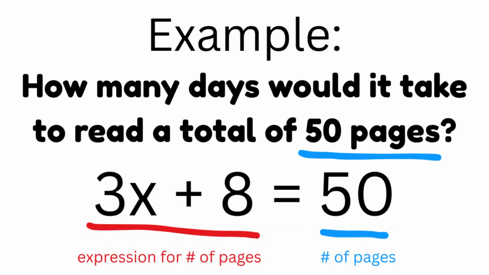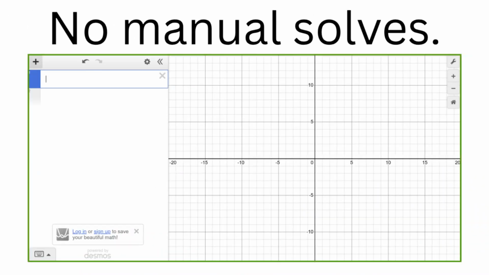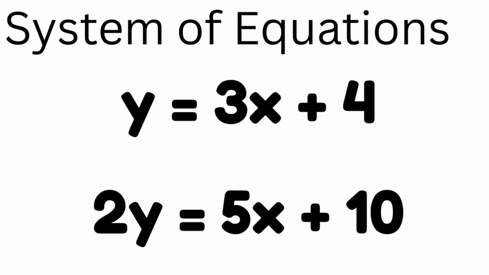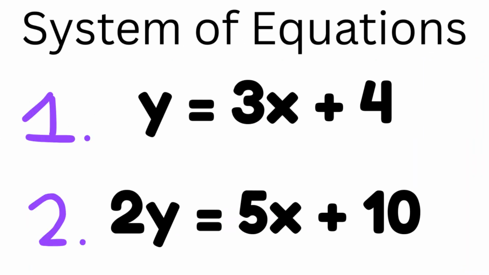Now there are ways to solve equations manually, but you shouldn't be worried about any of those. On the SAT, you have Desmos, which means that all you have to do is just plug in your equation, and wherever it intersects the x-axis, that's your solution. So in our example here, the equation 3x plus 8 minus 50 intersects the x-axis at 14, so our solution to the equation is 14 days.